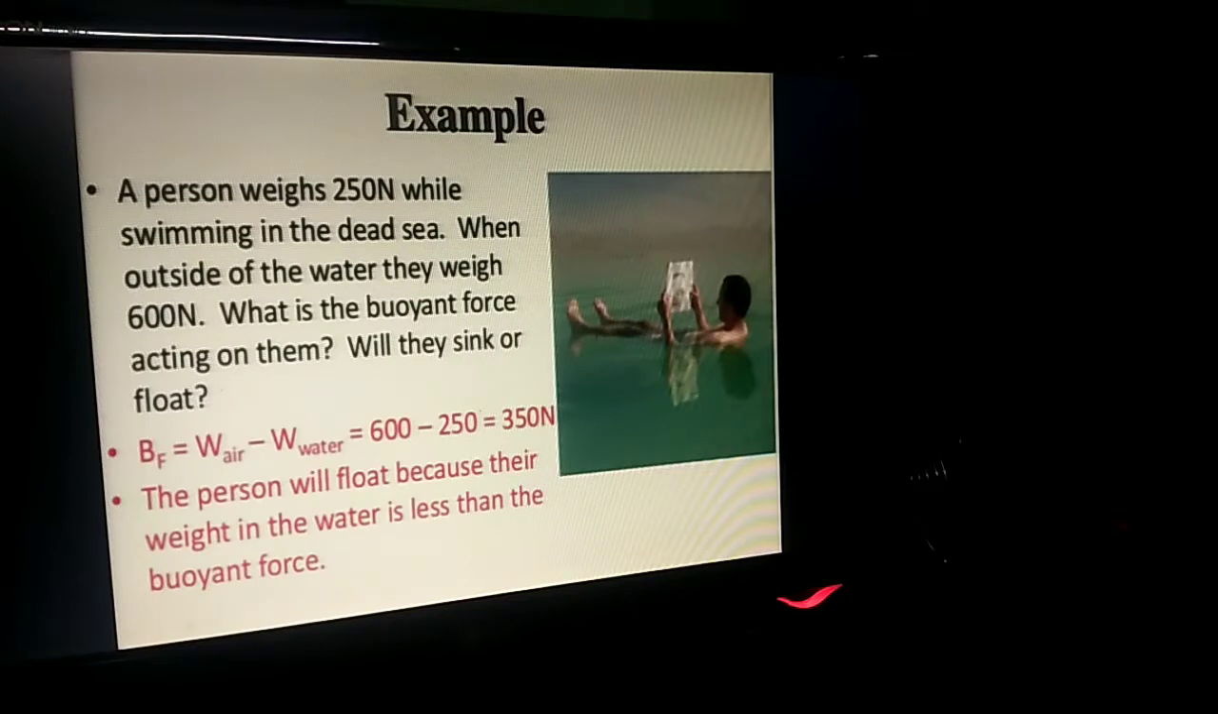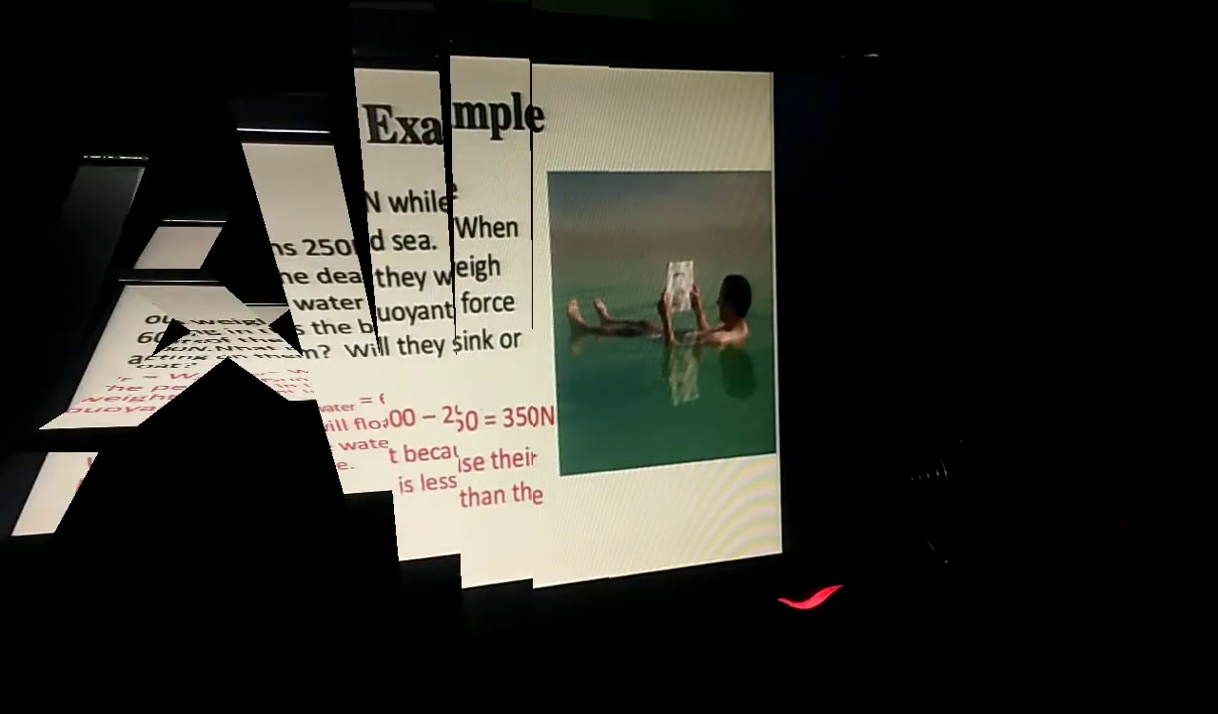Another example: a person weighs 250 Newton while swimming in the Dead Sea. Outside of the water, they weigh 600 Newton. What is the buoyant force acting on them? Will they sink or float? Buoyant force equals weight of the object in air minus weight of the object in water, that is 600 minus 250, which is 350 Newton. The person will float because their weight in the water is less than the buoyant force.